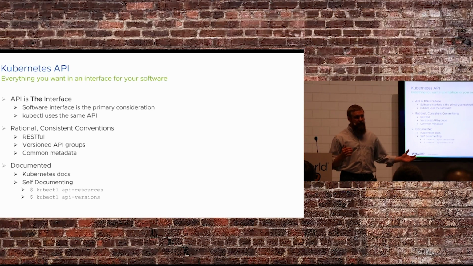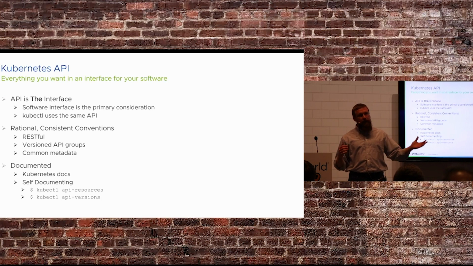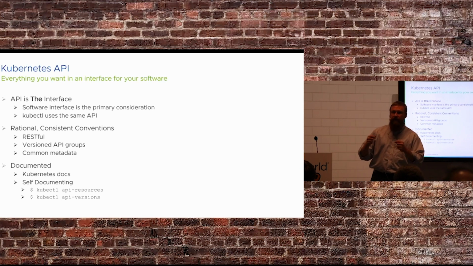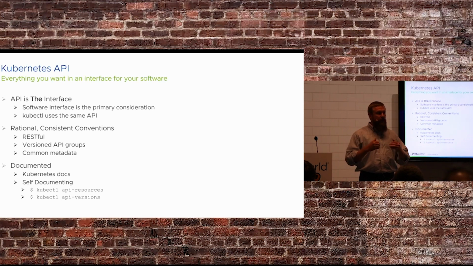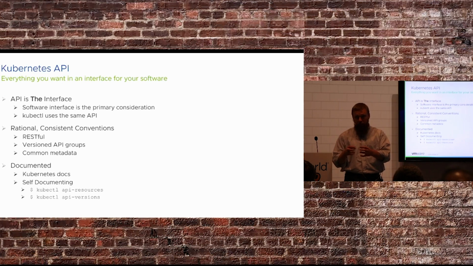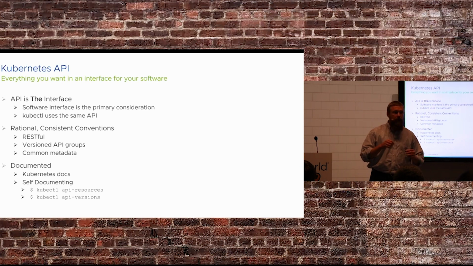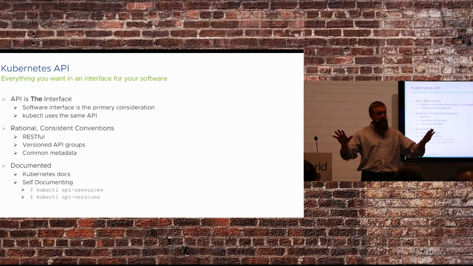The online documentation for Kubernetes has come along leaps and bounds over the last few years. And I'd also like to point out that individual Kubernetes APIs are also self-documenting in the sense that you can get the API versions and the resources that are available in the particular API that you're dealing with at any given time, which is important if you're dealing with multiple clusters which may be different versions of Kubernetes.